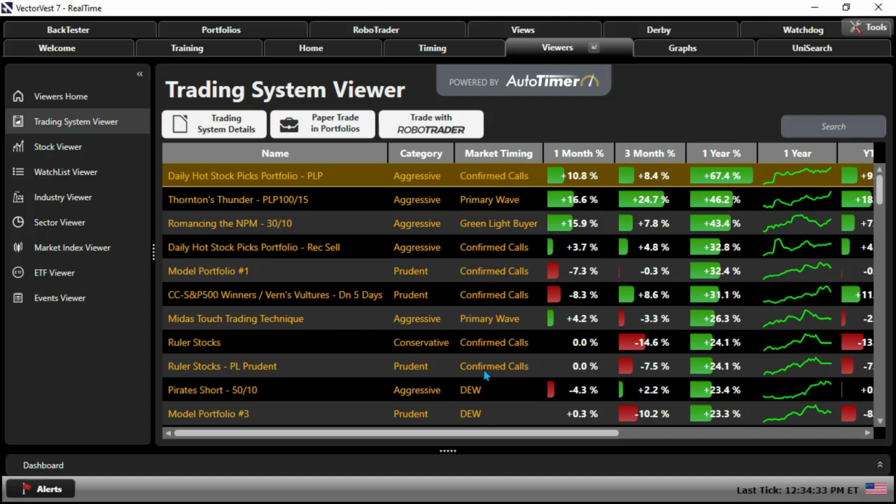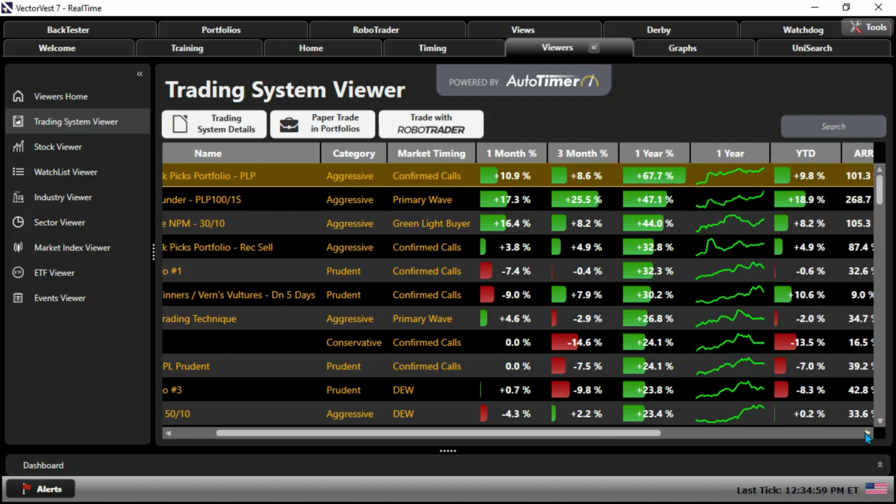Now, this is the cool piece about it. We can see what the results have been for these trading systems over the last 1 month, 3 month, or 1 year. Notice that this is separated right now by the top year, noting that the daily hot stock picks portfolio is up 67% in the last year. You can see an equity curve of it. Scroll over a little bit.